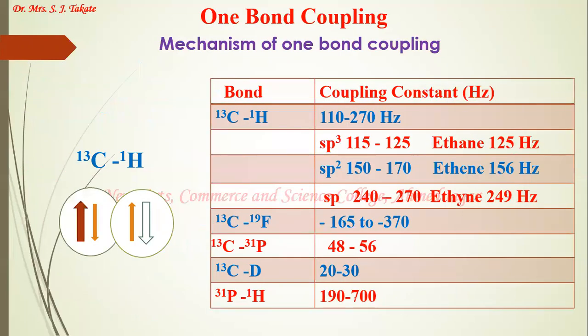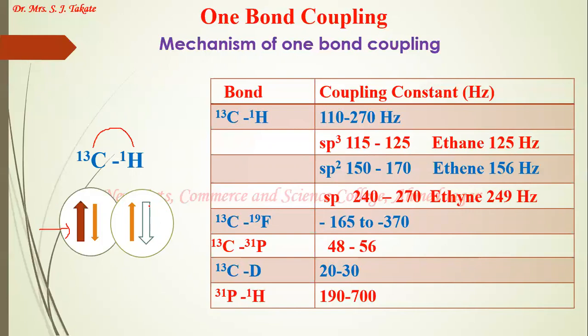Let us consider the one bond coupling mechanism. For example, when a C13 nucleus couples with the proton nucleus. This brown arrow indicates the nuclear spin of carbon 13. This white arrow indicates the nuclear spin of the proton nucleus, and these two are the electronic spins. We know that in an orbital, electrons will always have their spins opposite. Now, if we are observing the signal of C13, the signal of C13 is affected by the proton nucleus. How it affects, that is the coupling.